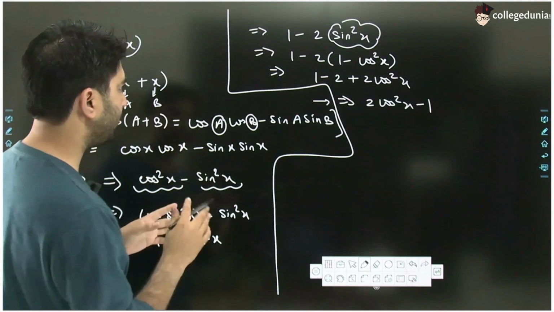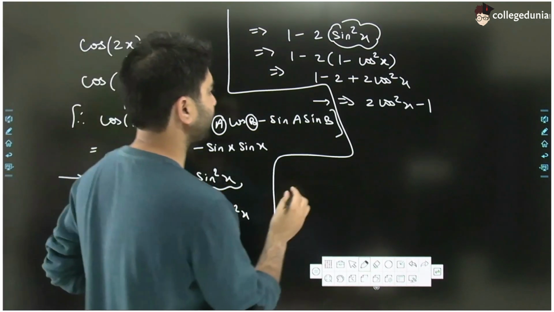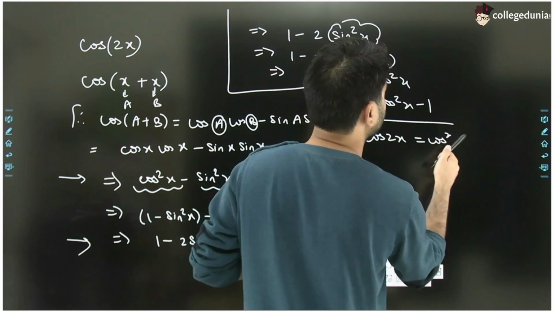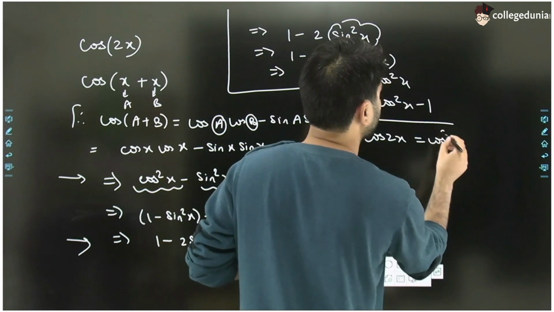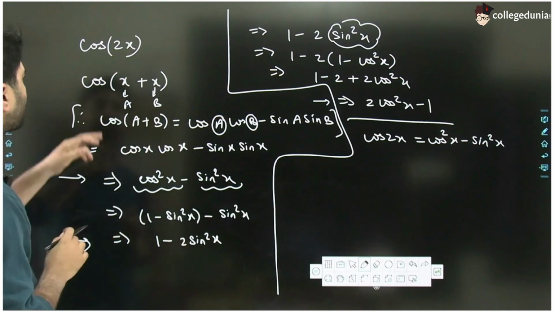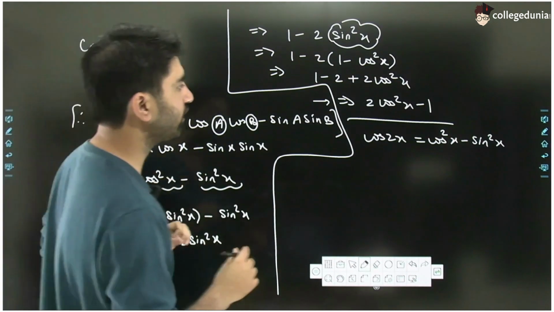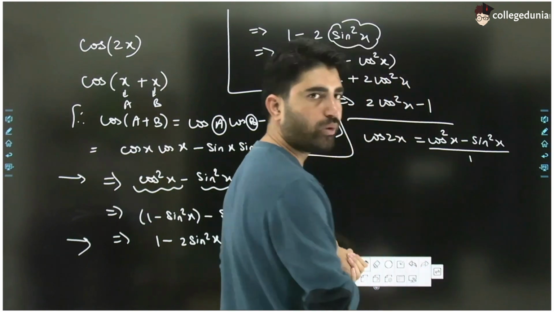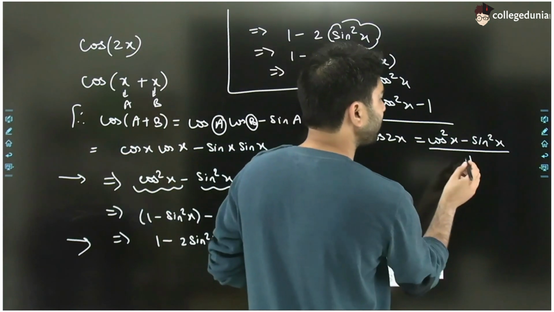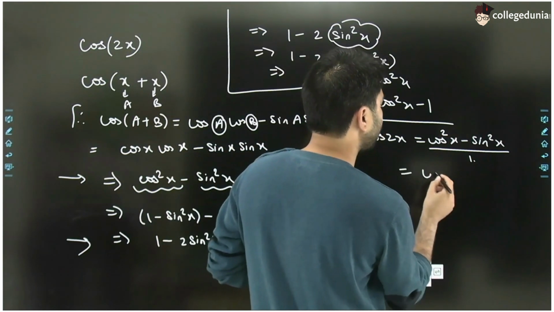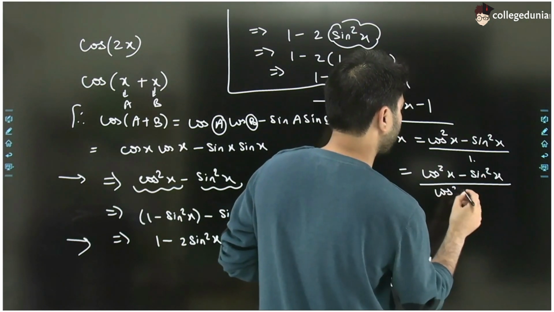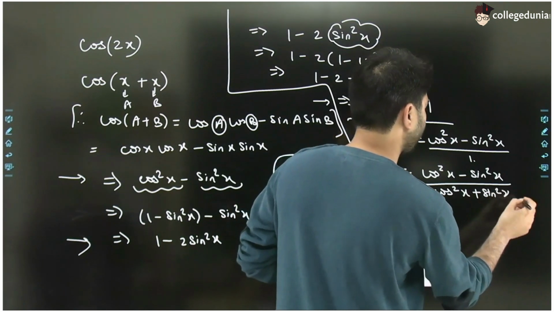Okay, and there is another formula for cos 2x. We have cos 2x equal to cos square x minus sin square x. So in the denominator we can write 1. If nothing is there then it will be 1. So in the place of 1 again we can write cos square plus sin square.